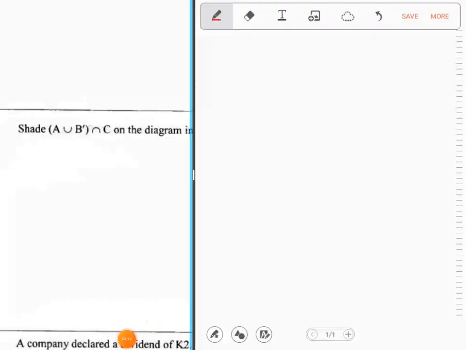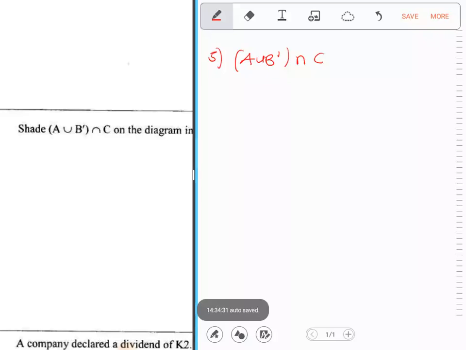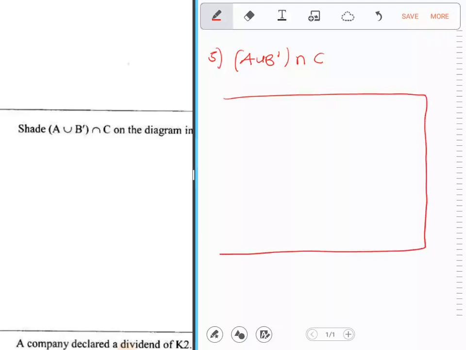Next question says shade this. It's question 5. Shade this on a Venn diagram. Alright, now what are we trying to shade here? Here we are trying to shade a region where A is included but not B, and also C is included. Are we there? A is included, C is included, but B is not included. So let's draw that Venn diagram.